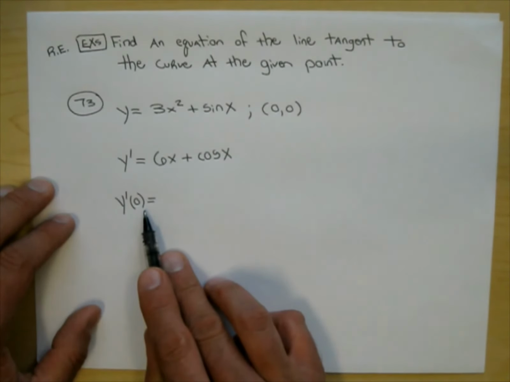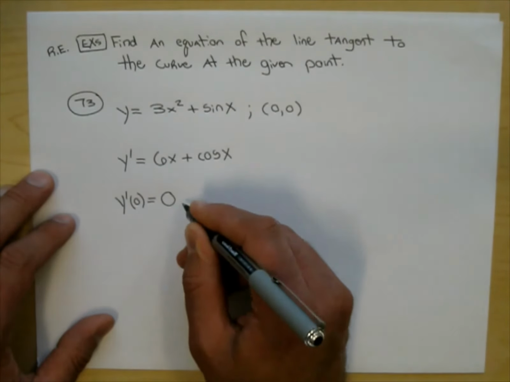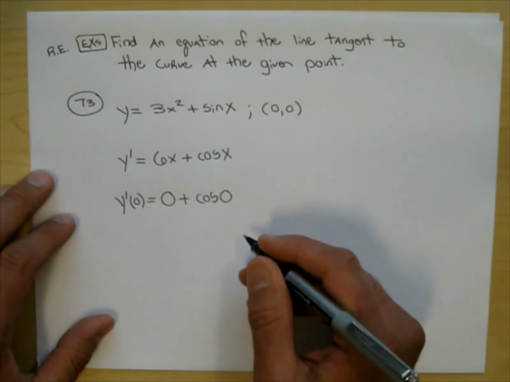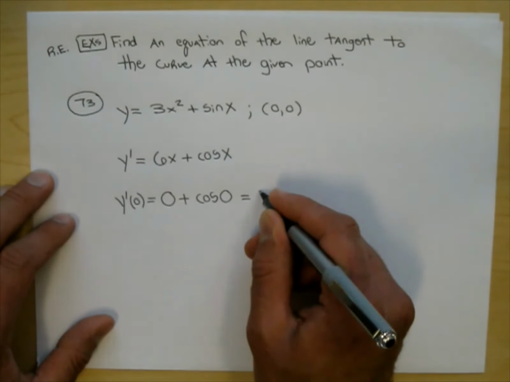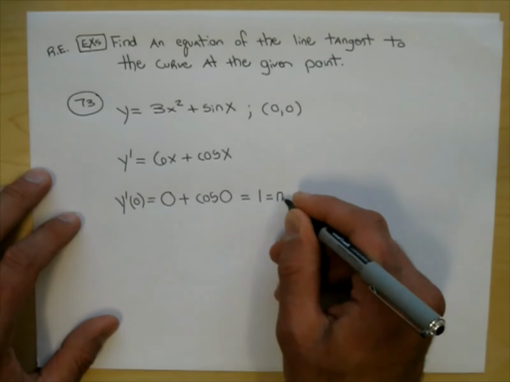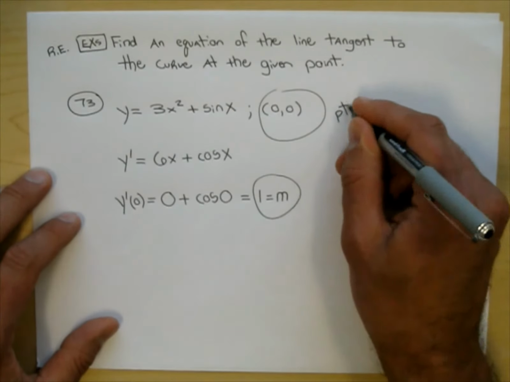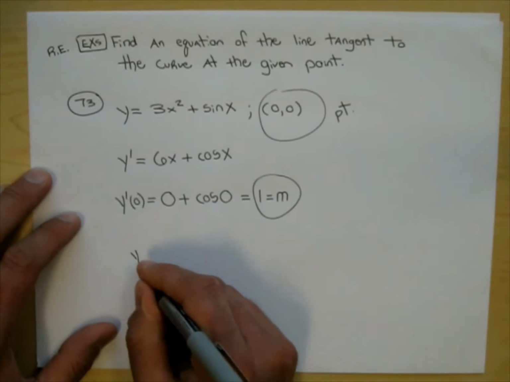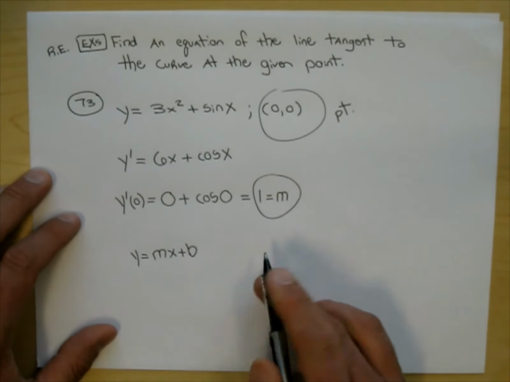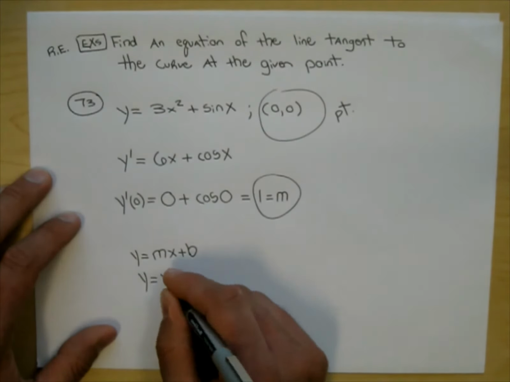So I'm putting this in to see what the slope of the tangent line is going to be, and it looks like we have 6 times 0 plus the cosine of 0. And then the cosine of 0 is 1. So this right here is the slope, and that right there is the point. So now I write y equals mx plus b. We know the slope is 1, so y equals x plus b.